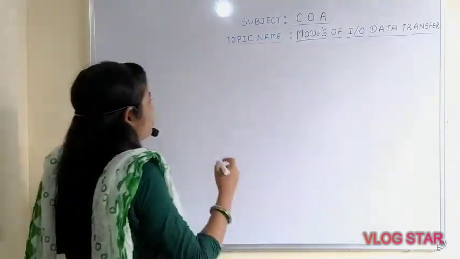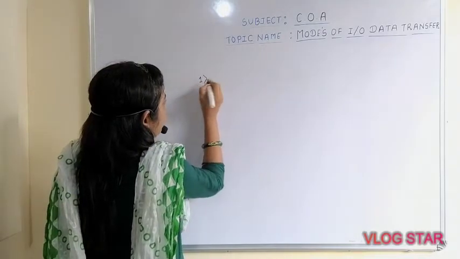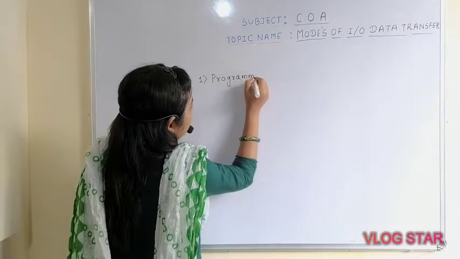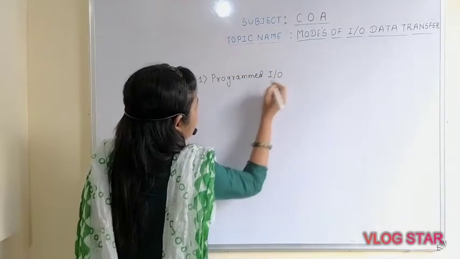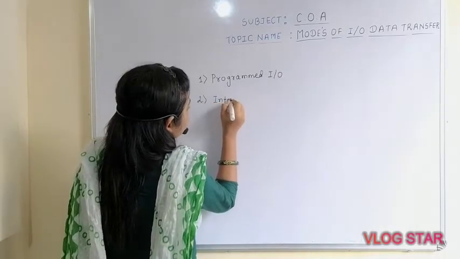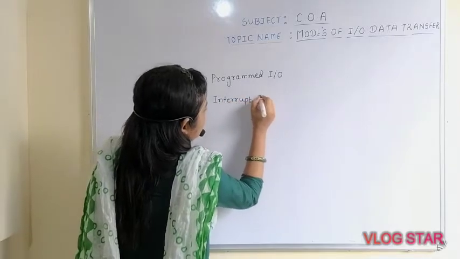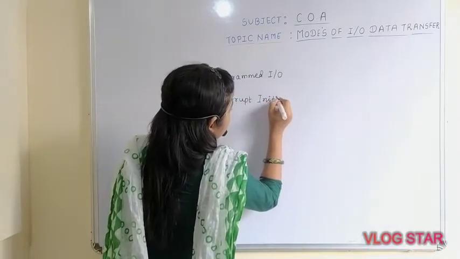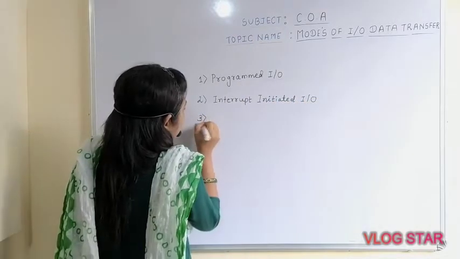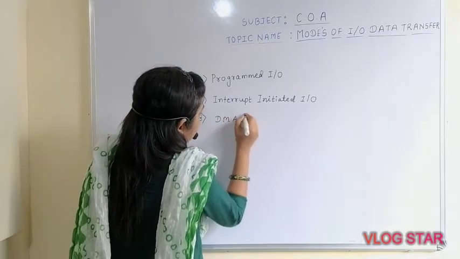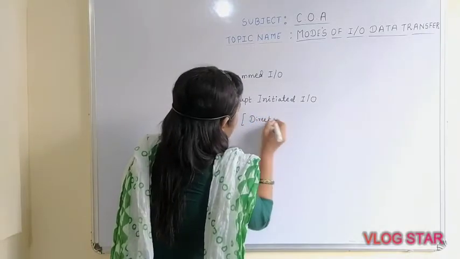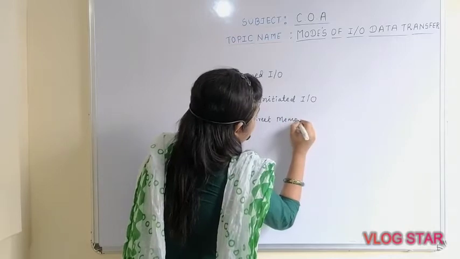Let's write down all three modes of input output data transfer. The first one, as I said, is programmed input output, also called programmed IO. The second one is interrupt initiated IO, and the third one is DMA. As I said, DMA stands for direct memory access.